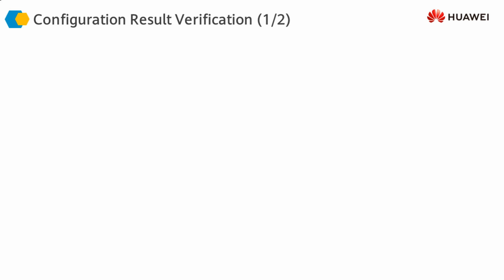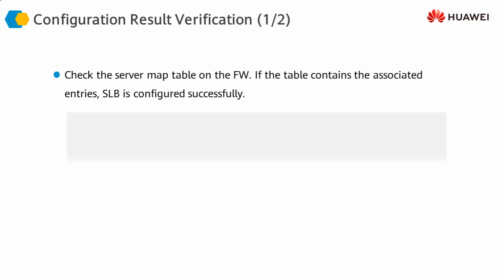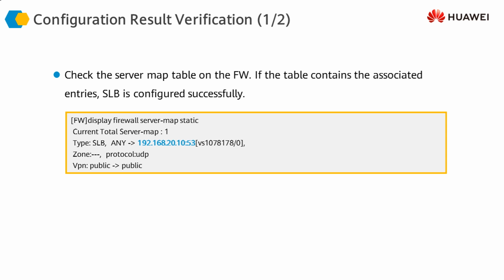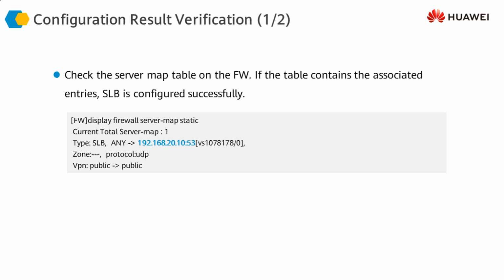If we want to verify our configuration, or see that SLB has been configured successfully, we can issue the command display firewall server map static, and we can see that SLB is configured, and this is the IP address and port number of the virtual server. This means that SLB is configured successfully.